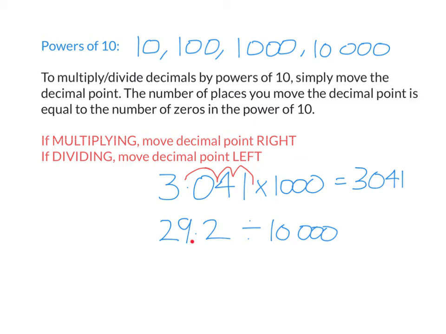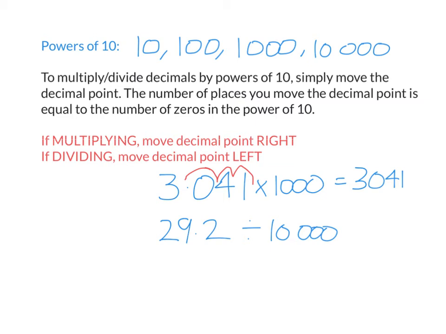So let's say I have 29.2 divided by 10,000. Because there are 4 zeros in the power of 10, I need to move this decimal point 4 spots. Because I'm dividing, I need to move the decimal point left. I need to move this decimal point 4 spots left. 1, 2. Now, if I move it here, I've run out of numbers, so I insert zeros in here.